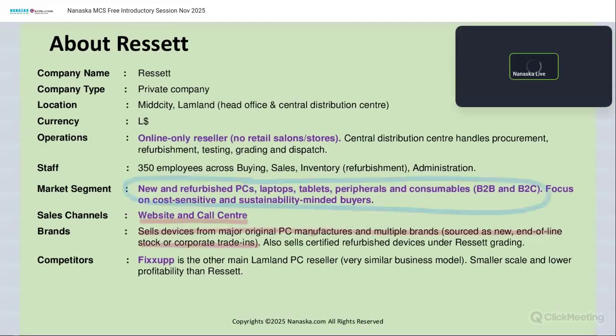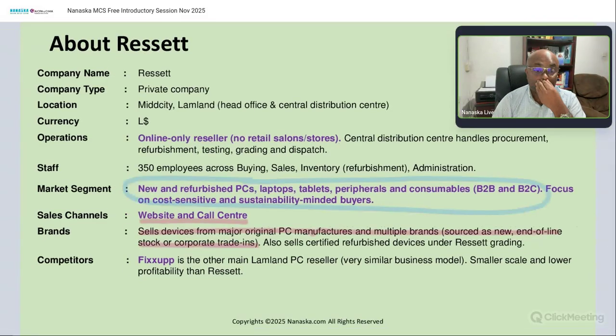Supermarkets, computer retailers, their leftover goods, they might give it to us. The corporates are trying to replace all the laptops in their offices. After 5 years, or after 4 years, they are going to replace them. We go and buy all those old computers from them. So we buy new ones as well, but we buy a lot of old computers.